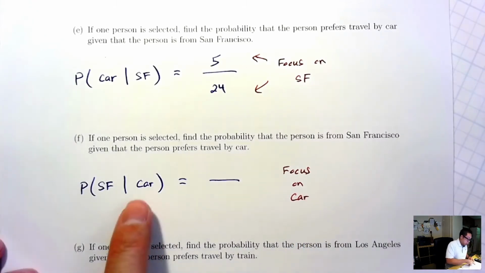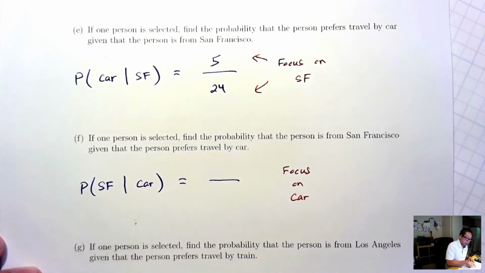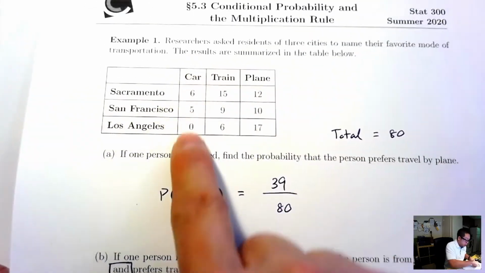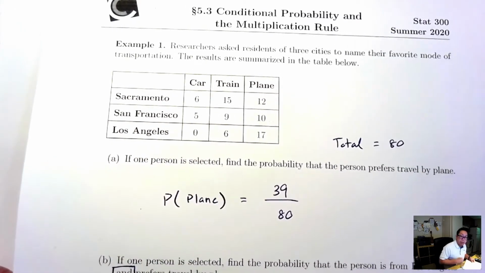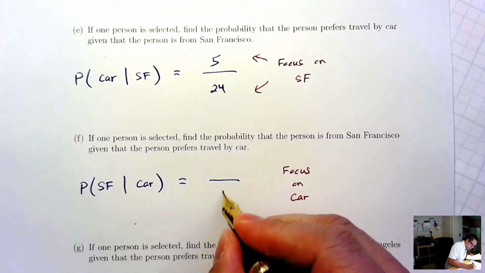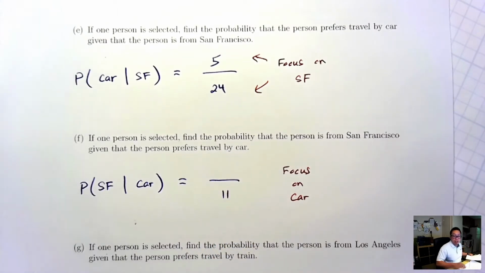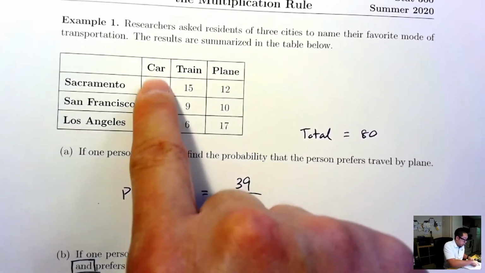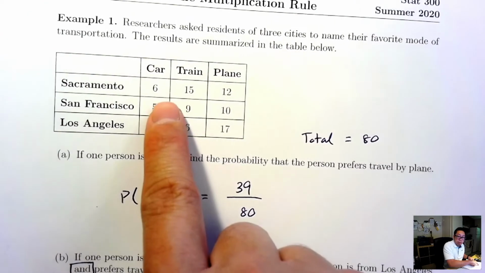Whatever is given, those are the numbers you're going to focus on for the top and for the bottom. So just focusing on the car numbers, how many are there total? 11. And then once again, just focusing on the car numbers, how many are San Francisco? 5.